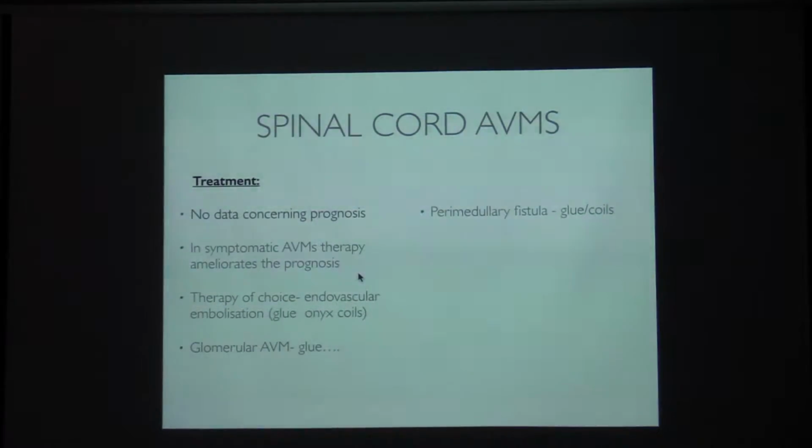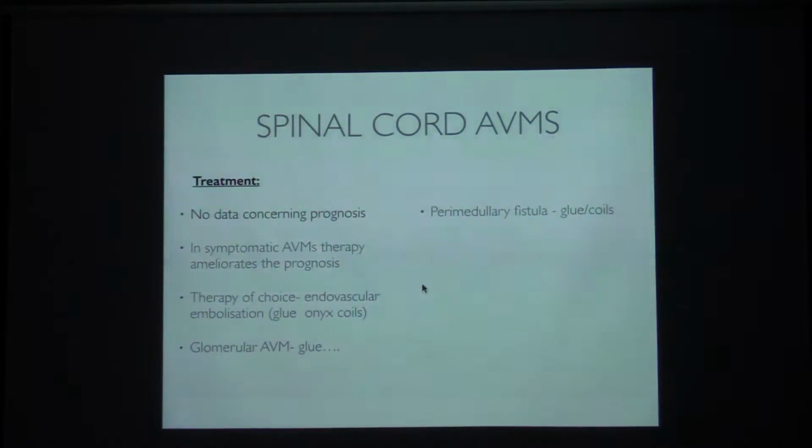Treatment. We don't really have much data, it's a rare disease, and we don't really know what's going to happen with those patients. Let's say you just find someone with an intramedullary AVM. We don't know the risk of hemorrhage or the chances that he will develop edema. Usually we find them only when they're symptomatic, and we know that if we treat them, we'll stop the deterioration. That we know for sure.